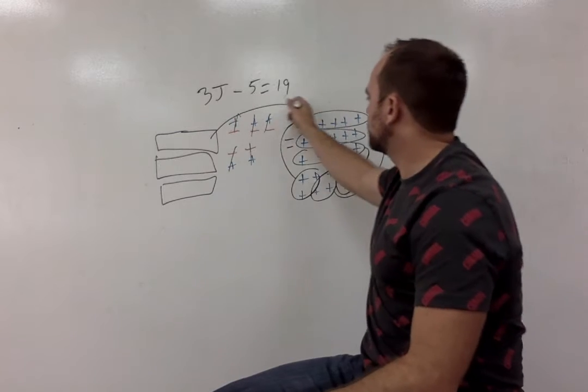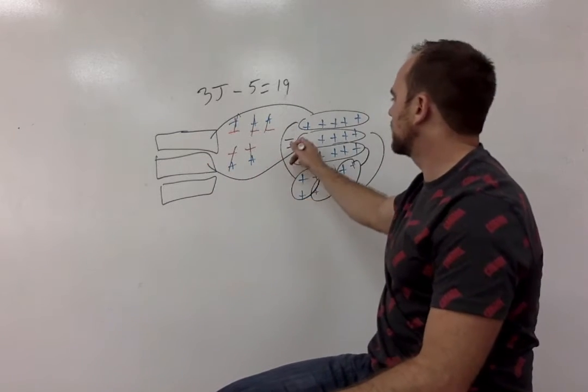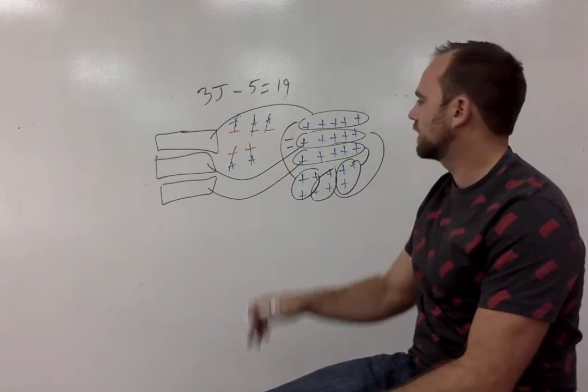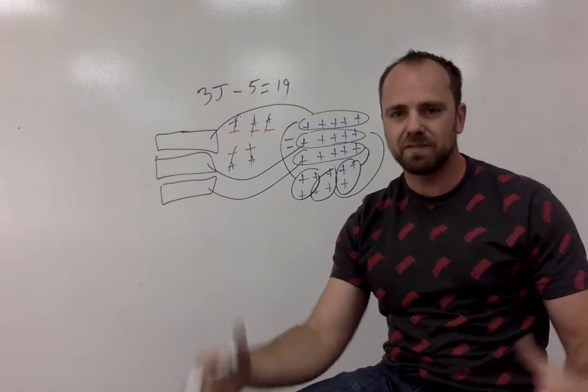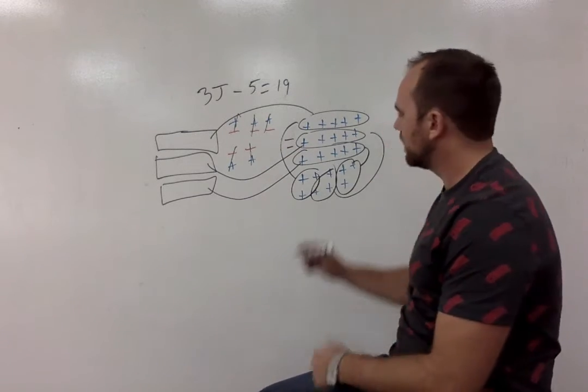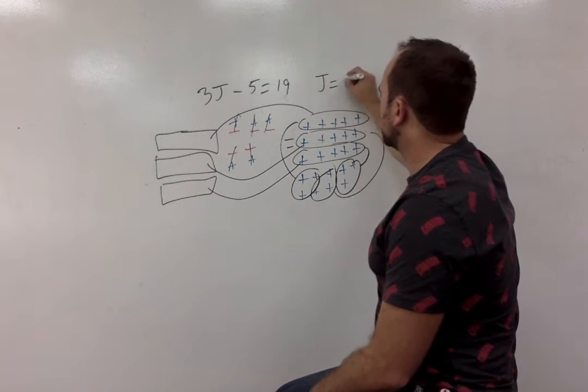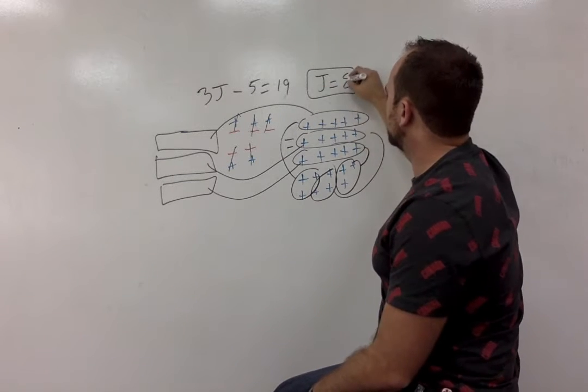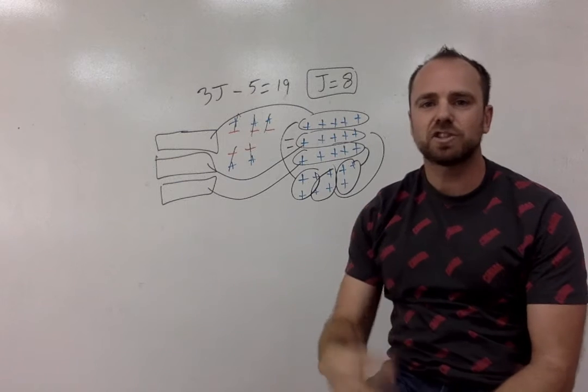So this would be connected with this one, and this will be connected with here, and this will be connected with here. So I'm basically dividing it. I'm saying that J in this situation is going to equal 8. I can check it.